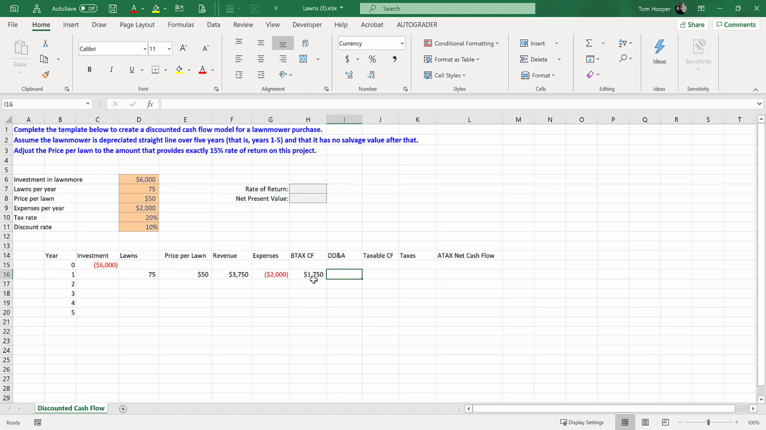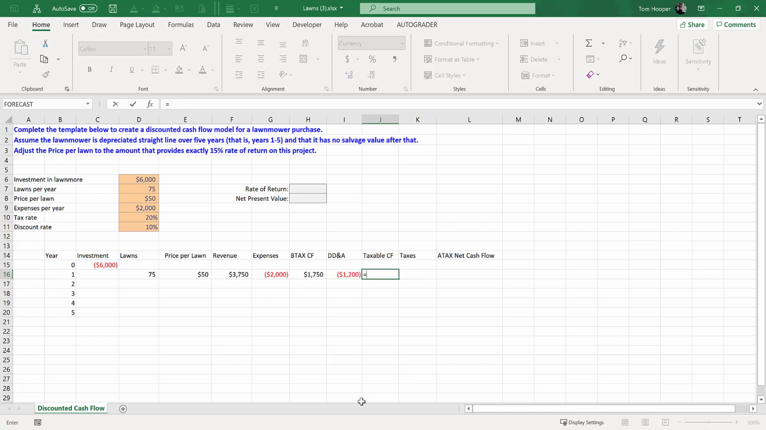Now we tell you in the problem that the DD&A is going to be the investment amount divided by 5. And in a video soon to be released, I'll give you a more elegant way to do this. But right now, this is how we do it. Now we do need to make that an absolute reference. Copy that down 5 times.